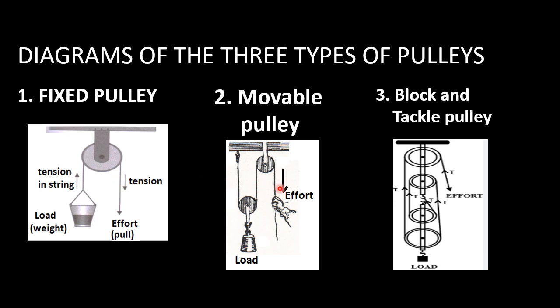So please take note of the differences between these. We have fixed pulley here because it is fixed in place. It does not move up and down. Here we have a portion which is moving, which is capable of moving up when the effort is applied. So it's called movable pulley. This type of pulley, called block and tackle pulley, has the upper part fixed while the lower part moves. All right, take note of these types of pulley systems.